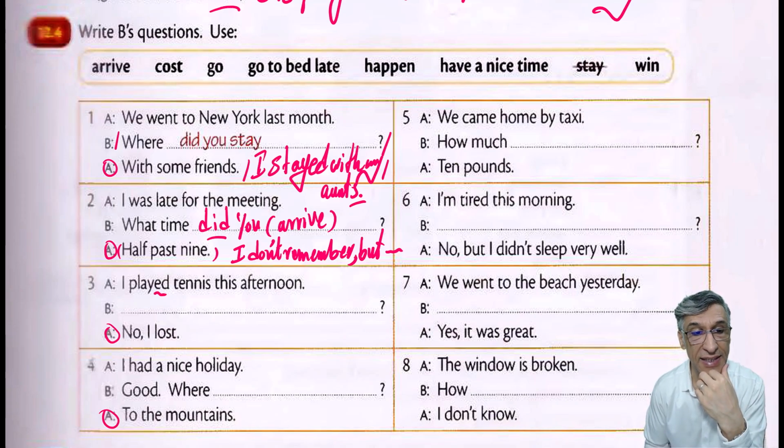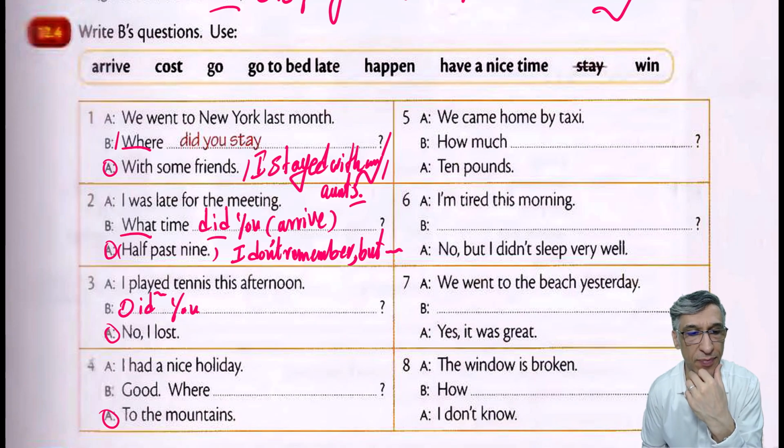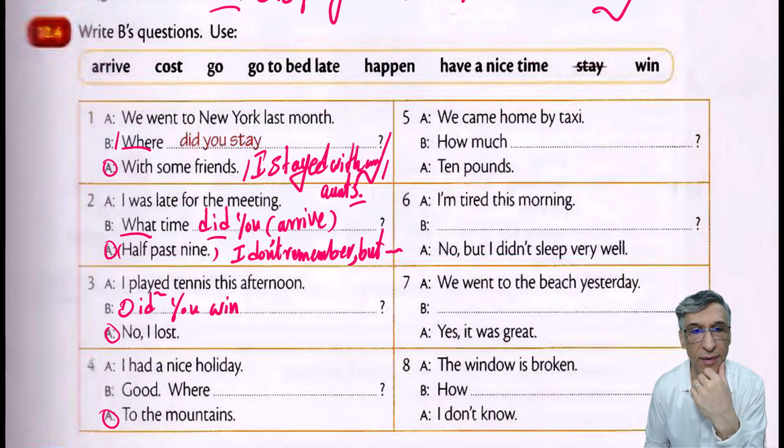I played tennis this afternoon. I am talking about it at night, or in the evening. We say, did you win? Simple question without a WH question. We have two forms of the questions. We talk about this. Did you win? We have win. Yeah. We have arrived there. Go to bed. Happen. Have a nice time. It's an idiom.